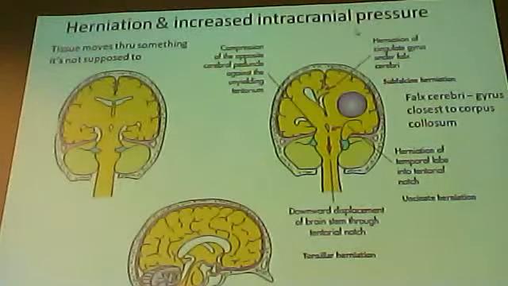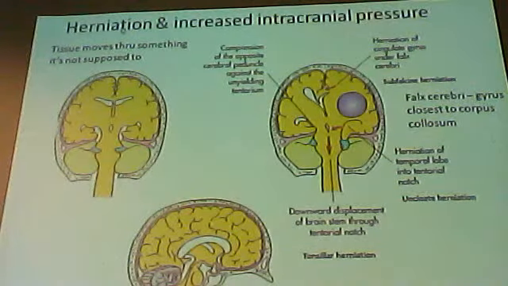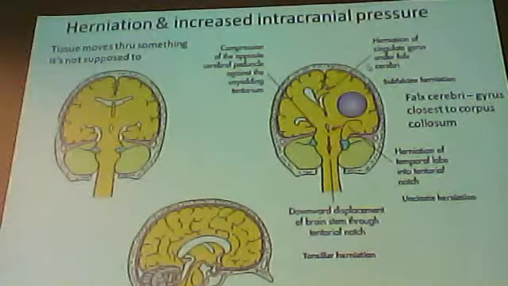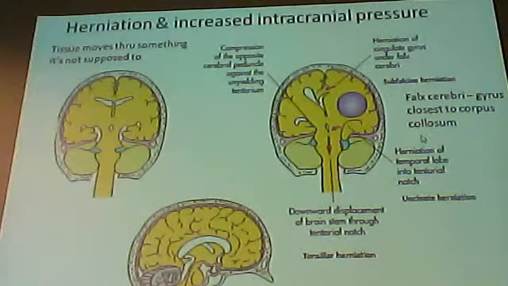Herniation and increased intracranial pressure. When tissues herniate, they are moving to a place where they shouldn't be. So you could have a subfalcine herniation, which is herniation of the cingulate gyrus under the falx cerebri. And the falx cerebri is the gyrus closest to the corpus callosum. The corpus callosum is like this little circular part that connects the left and right hemispheres of the brain. And the falx cerebri is right under, I guess. Or it's the gyrus closest, so it's kind of like this area, I guess.